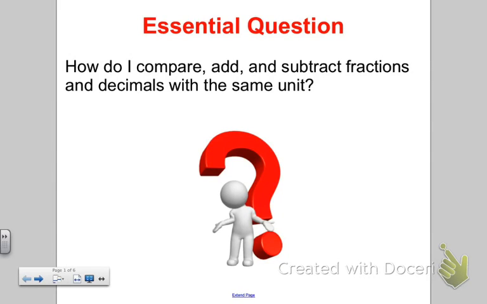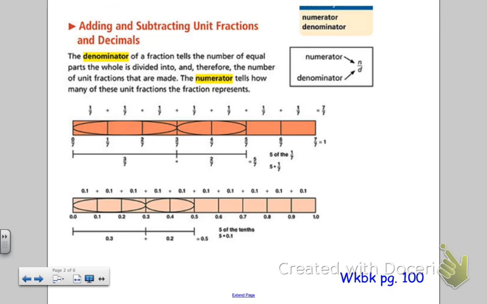In this first video for lesson 3-6, we're going to ask ourselves, how do I compare, add, and subtract fractions and decimals with the same unit? Now we're going to skip around a little bit. I actually want us to start on workbook page 100. We're going to talk about how a fraction is set up.